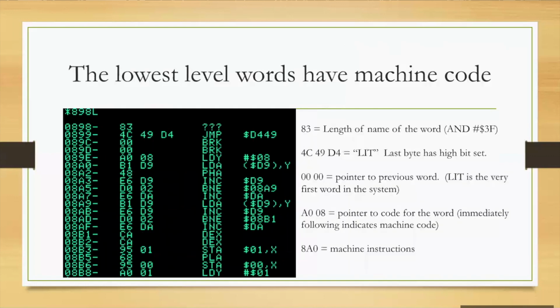Then you're going to find that some words have machine code. So looking at this one, 898 is the lowest word, which is lit, L-I-T. So you have an 83, 3 bytes. You have a 4C, which is an L, 49 is an I, and D4 is a T. Then you have 2 zeros. That's because there is no previous word. That's the end of your linked list of words. Then you have A008. Whoa, that's code. So you have the actual machine instructions starting at 8A0. The address points immediately to the next instruction. So the code starts with the LDA (D9),Y. And that is the actual code for lit. So it is possible to fully understand how a Forth system works.